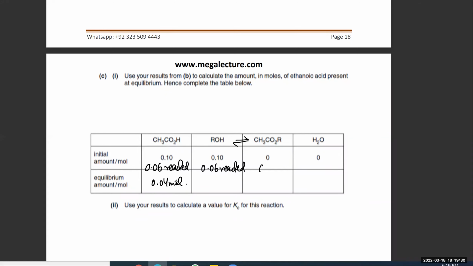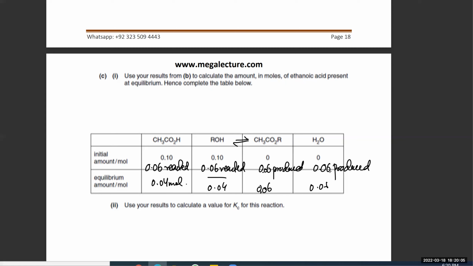और आगे जाके produce कितना हुआ होगा? 0.06 got produced. And 0.06 of this also got produced. तो इसके moles equilibrium पे वही होंगे. 0.1 शुरू में थे and 0.06 are gone. इसके 0 थे, 0.06 got produced, and so it's going to be 0.06. 0 थे and 0.06 got produced, so it's going to be 0.06. ये गलतियां ना करना.